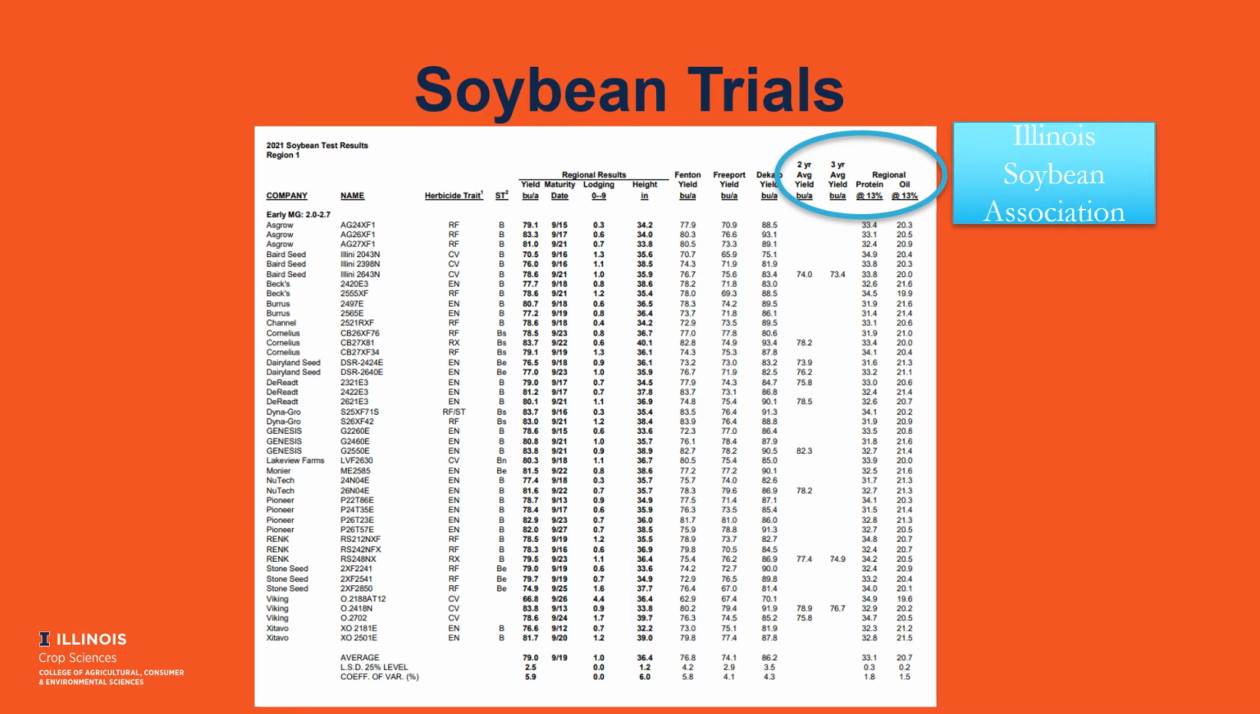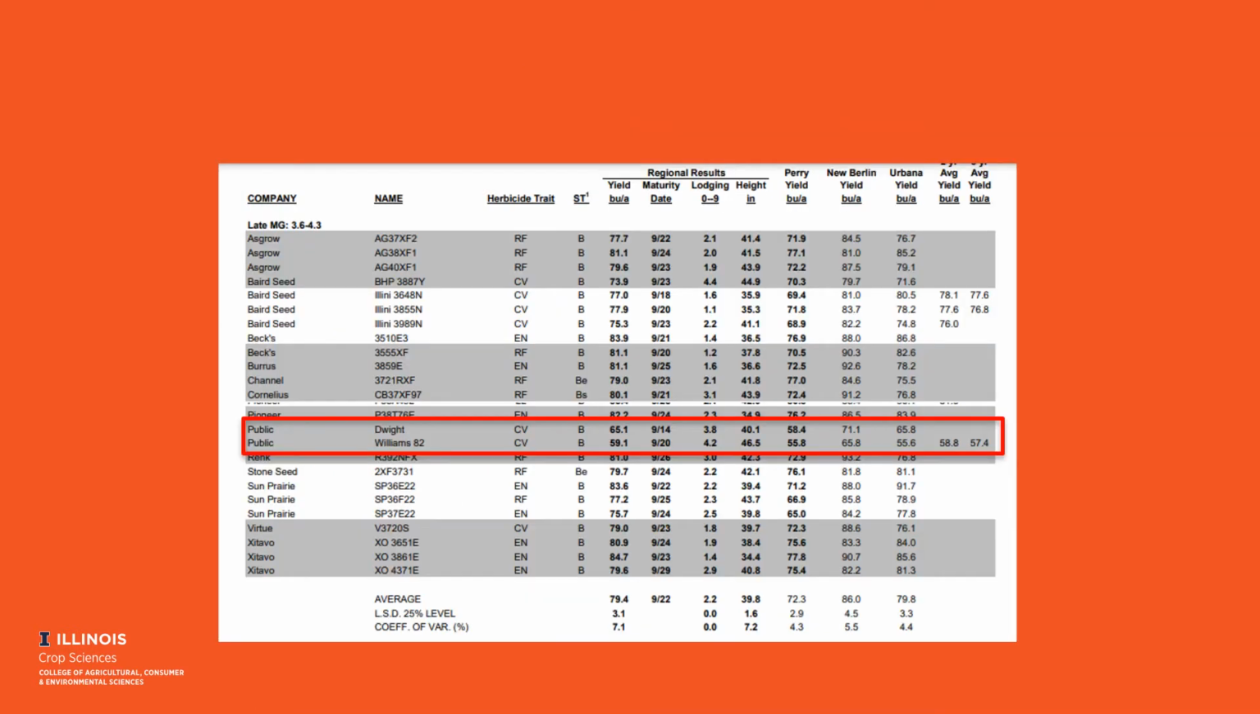So again, a lot of the information in here might be a little bit different from trial to trial, but a lot of the same things are consistent. The regional information, the averages, the LSDs, and the CV data at the bottom. So as you're going through and picking things, that might be important to look at.